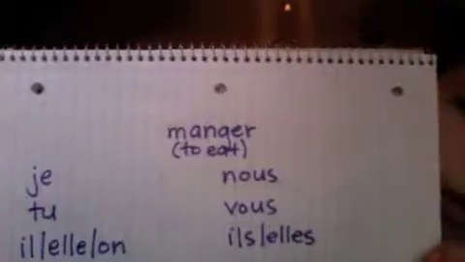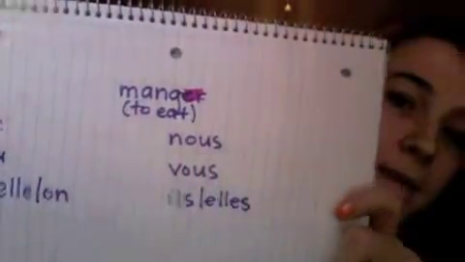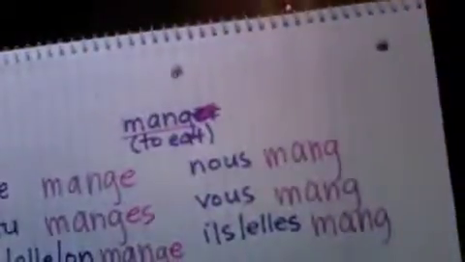Okay, so, little funky thing here though. Manger and all of the other verbs that have a G before the ER, just for a little practice. Here's our blank slate. What we do is we take the ER, get rid of it, like that. Okay, we have MANG, and then we put on our endings. So, here we go. Je mange, tu manges, il, elle, on mange. Nous mangeons.